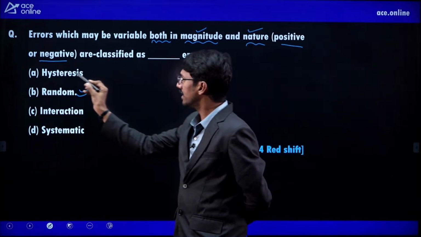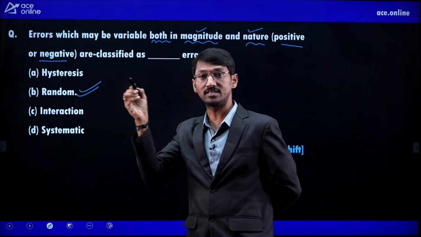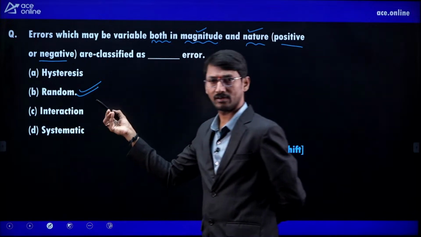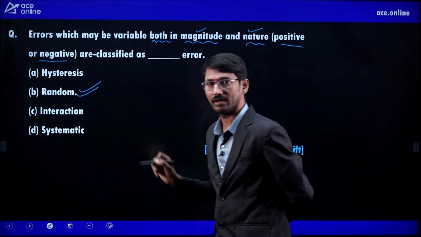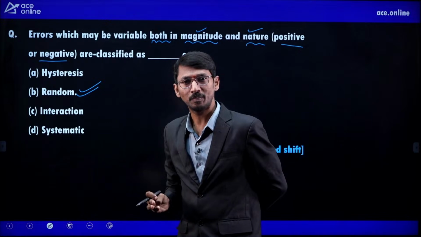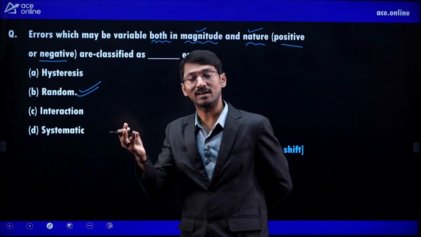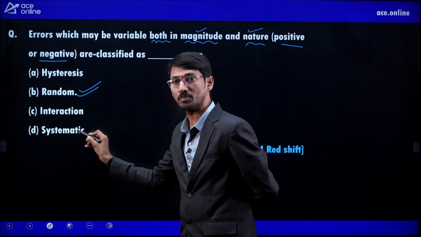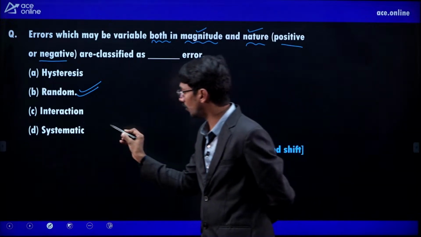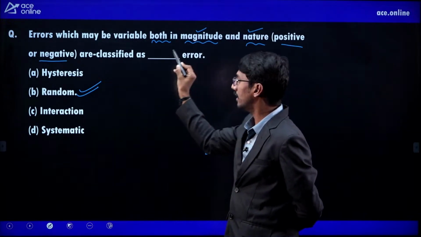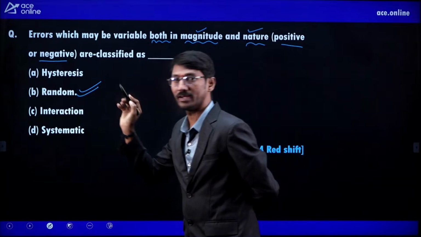Now in the other options, hysteresis error is with one notation, it is changing. Interaction error, no way. Systematic errors, how many are there? Instrumental error, environmental error, as well as correspondingly observational error. Therefore these errors are related to the random. So therefore this is coming as the answer.